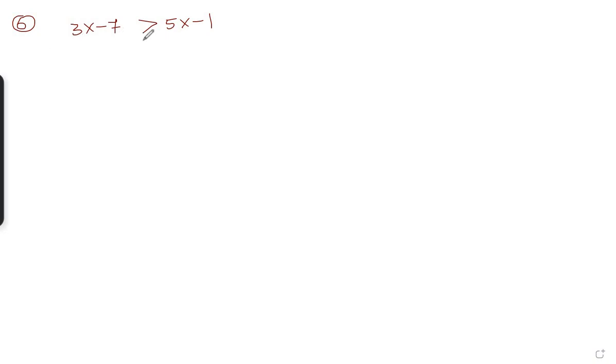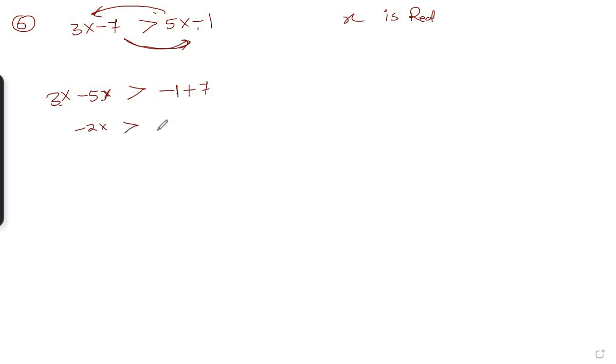So here is question number 6, and here also they want that x is real. Let's start the solution. Collect x terms one side, and 7 goes the other side. So 3x minus 5x is more than minus 1. See, 5x is going the other side. It will become minus. Minus 1, this will become plus 7. Okay, this is going this side. What is this minus this? Minus 2x is more than, this is what? 6. Correct?